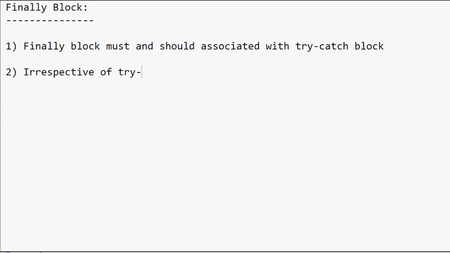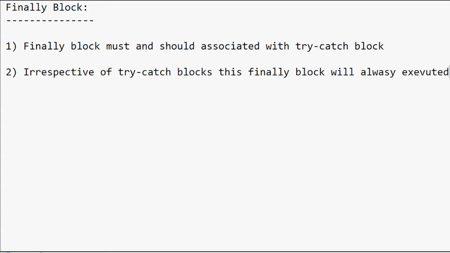Irrespective of the try catch blocks, this finally block will always be executed. Ajay Chaurasia, you have asked that question. There won't be any condition saying that before executing the finally block, the try catch must be executed. No, irrespective of the try catch blocks' execution, this finally block will always be executed.